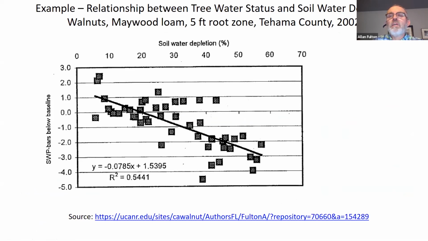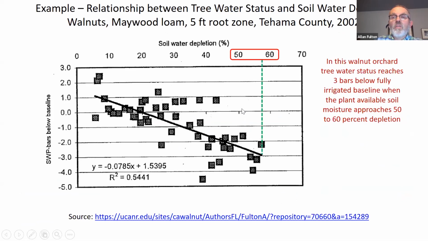In another set of data, this is in Chandler walnut in a Maywood loam soil. This was actually as well from the west side of Tehama County, done around the year 2002. In this instance, we saw evidence from our soil moisture monitoring of soil water extraction to at least 5 feet deep. And what this experiment showed us is that at about 50 to 60% depletion of our plant available water, these levels tended to correlate well with a plant stress threshold of 3 bars below the fully irrigated baseline. That is 3 bars below the fully irrigated baseline.